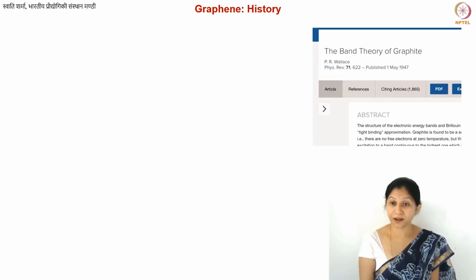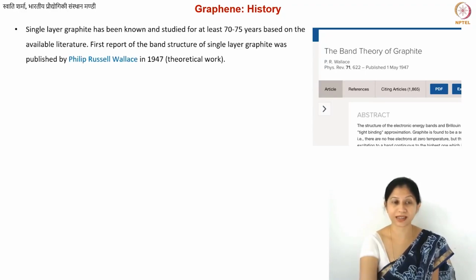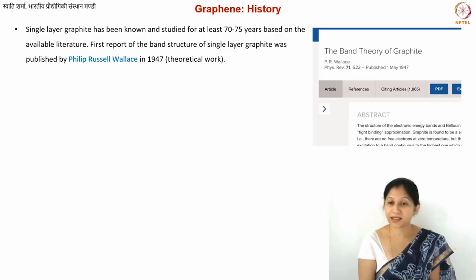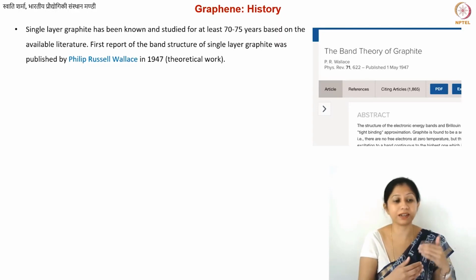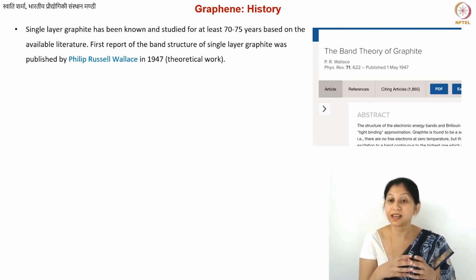To the history of graphene, this is a very important topic, as I said, for all the carbon scientists. Single layer graphite has been studied for a very long time. This is also because first we need to understand the properties of single layer, then translate those properties to graphite and the effect of pi electrons. This is also important for a lot of hydrocarbon materials.